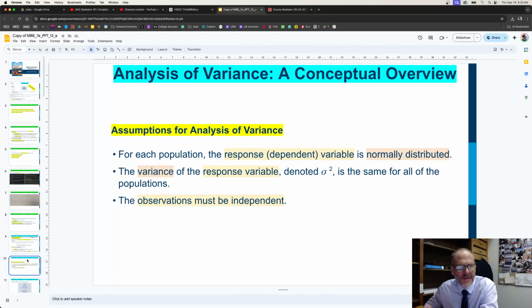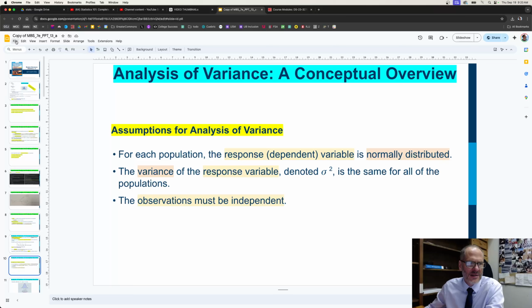Assumptions for analysis of variance, we'll reflect back upon these as we move through the material. For each population, the response, the dependent variable, is normally distributed. The variance of the response variable, denoted sigma squared, is the same for all of the populations, and the observations must be independent.